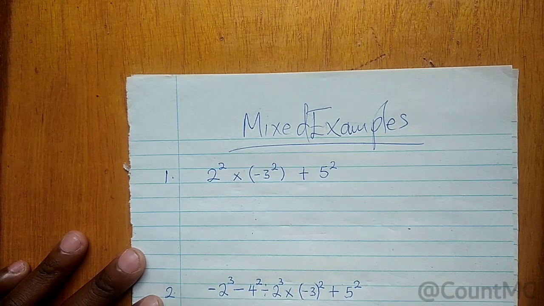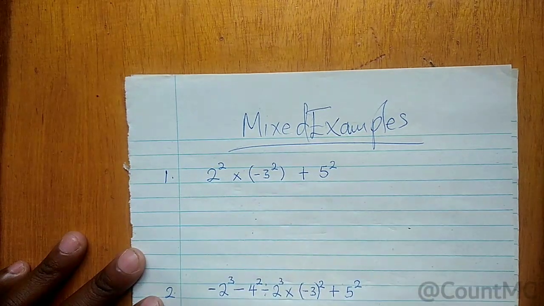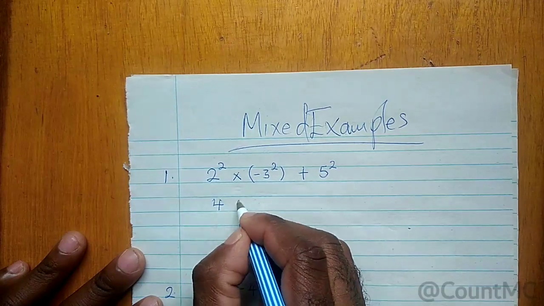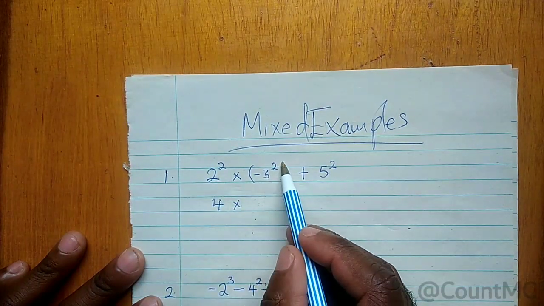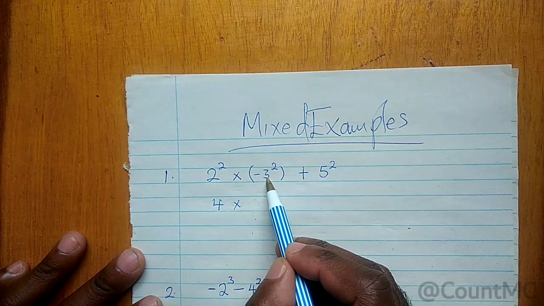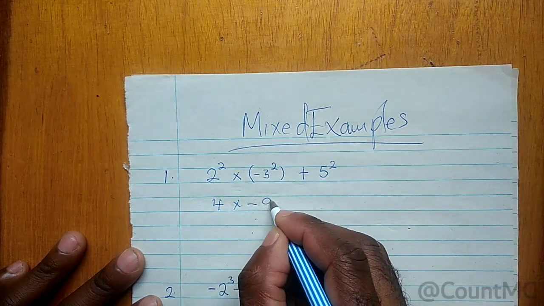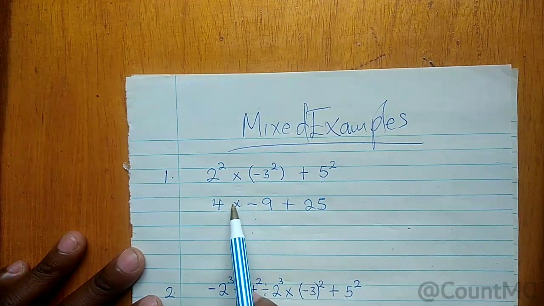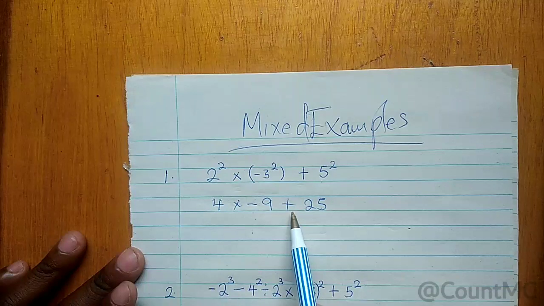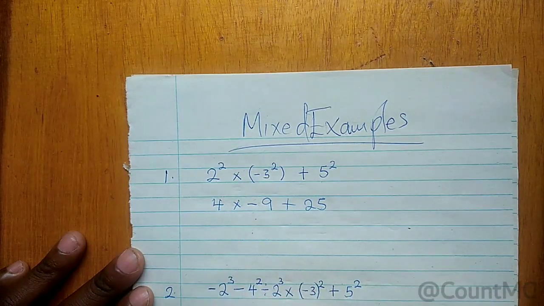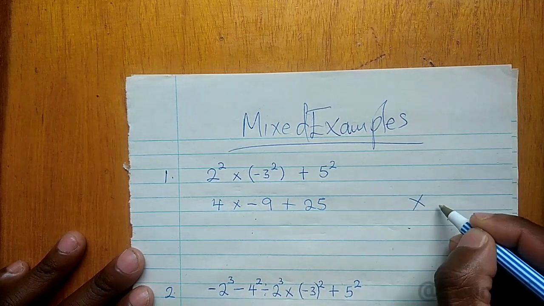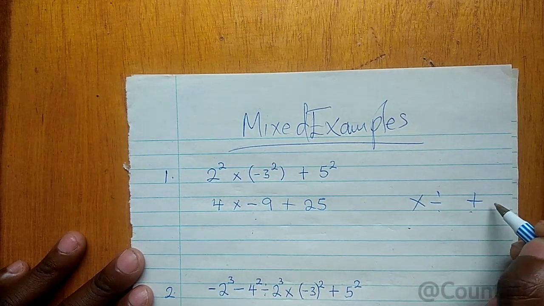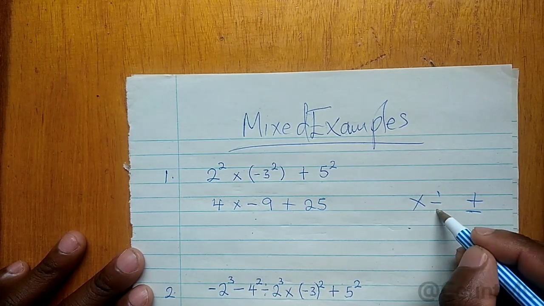So let us finish with mixed examples. 2 to the power 2, this is 4, times minus 3 to the power 2, only the 3 is being affected by the 2, so this is minus 9, plus 5 to the power 2, that's a 25. Now when you have multiplication and division, plus and minus, all in the same calculation, always start with multiplication and division first. Then whatever is left, you can add and subtract. That's a rule, that's a must.